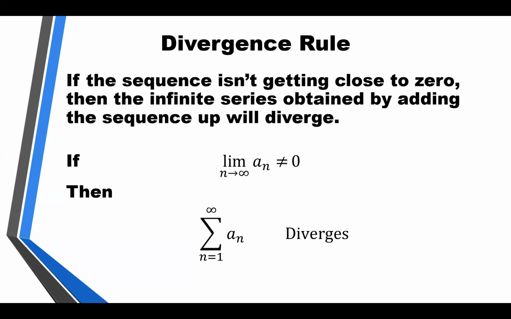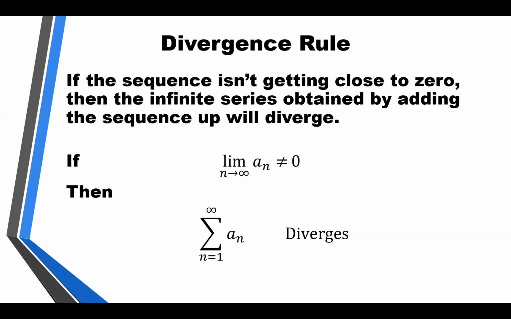This result is called the divergence rule. It says if we're adding up a bunch of terms, if the terms, the a sub n's, don't go to zero, then the infinite summation, the infinite series, is going to have to diverge. So the infinite series diverges if the individual terms in that series don't go to zero.